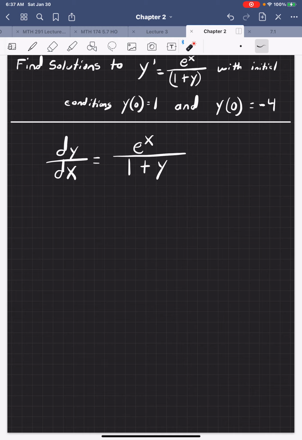But okay, so the problem again, this time it says find the solutions, possibly indicating there's more than one. So find the solutions to the differential equation. And in this case, we're given some initial conditions, right? We're given the conditions that y of 0 equals 1 and y of 0 is equal to -4. So that's interesting.